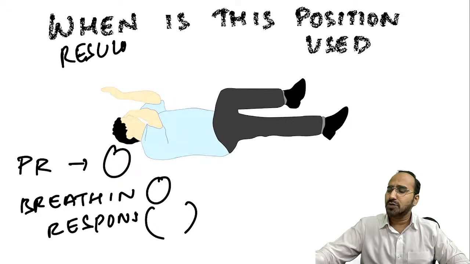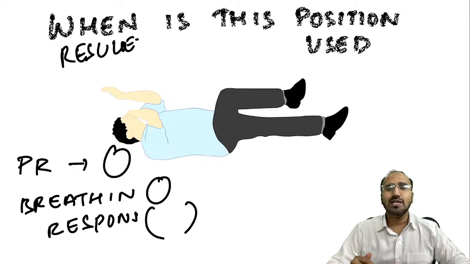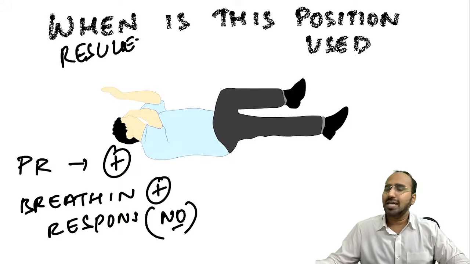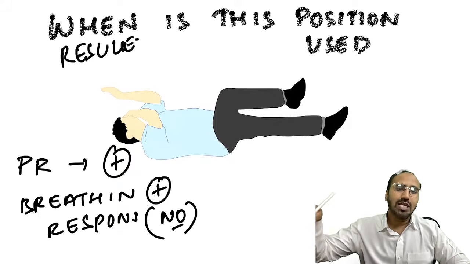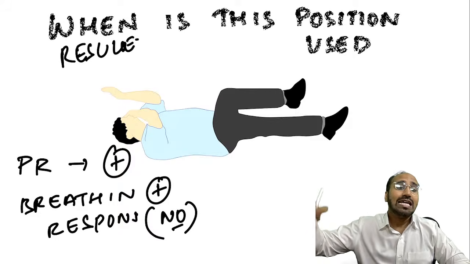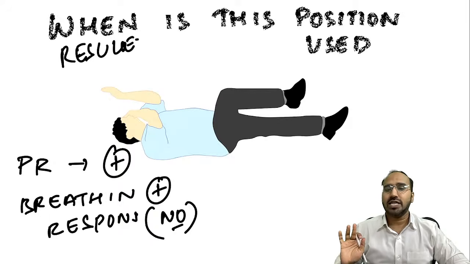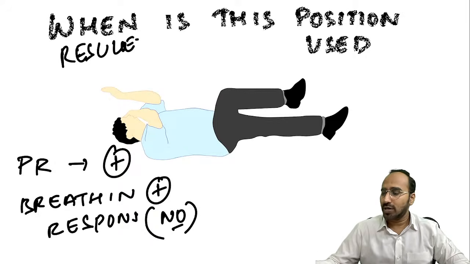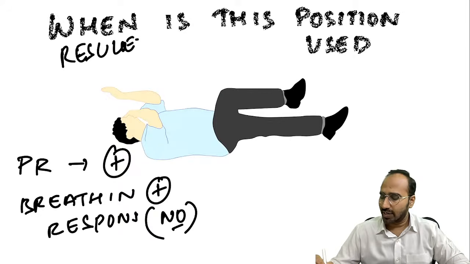Rescue position. Rescue position, or a lateral position, is used when the patient collapses and he is having pulse, he is having breathing, but he is not responding. You keep the patient in this position so that he does not aspirate the gastric contents. Why? Because he is unconscious. An unconscious patient can easily aspirate. So rescue position can be used when the patient is having pulse, breathing, but no response.